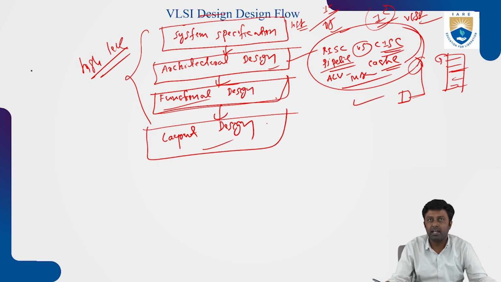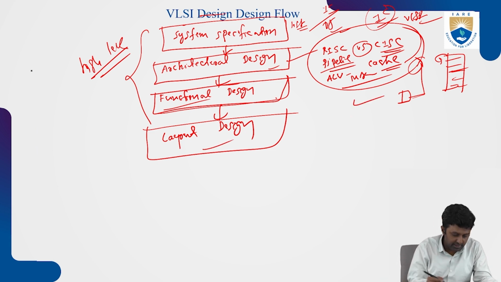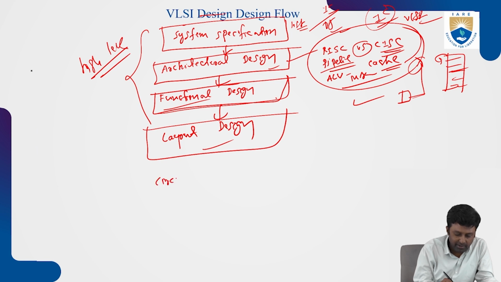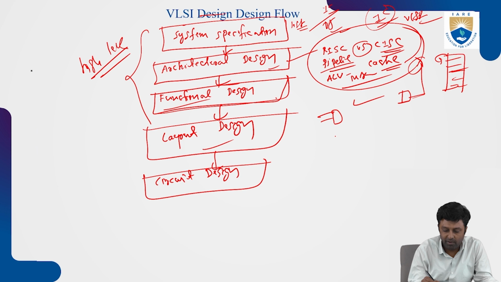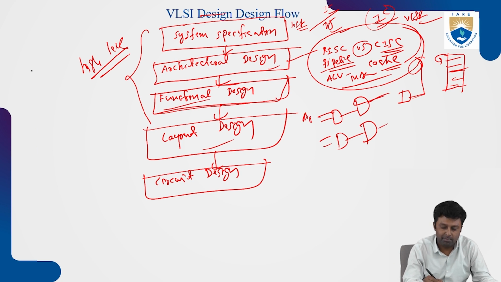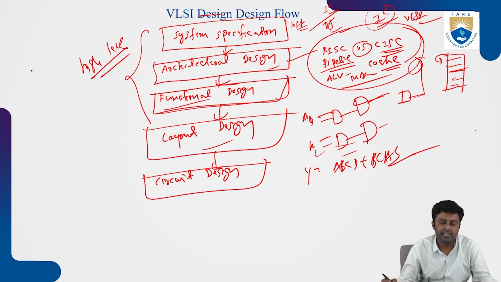Okay, so the layout design is done. After the layout design, the circuit design is done. Let us say we are having some circuit, some design. Then the circuit design is done. Here you can write ABC. These kinds of things we'll be doing. That is, circuit design is done.